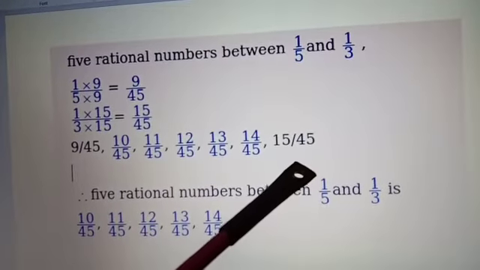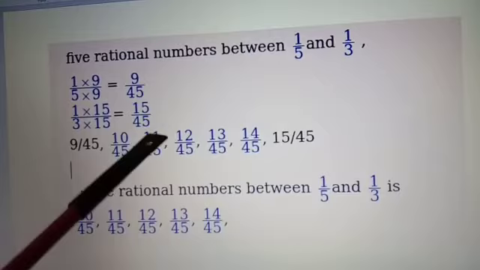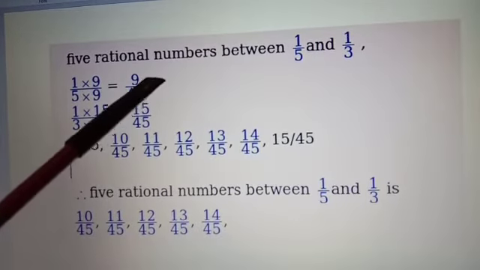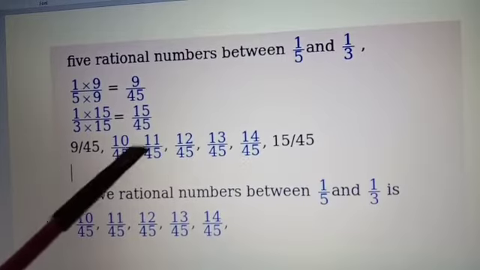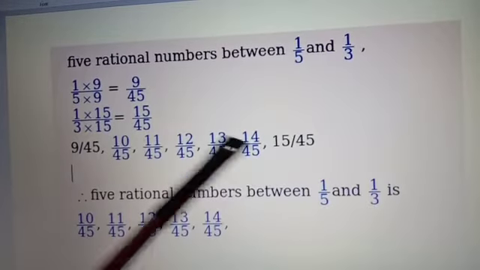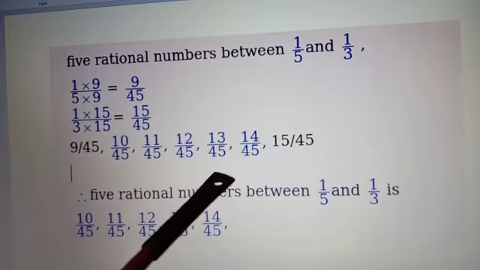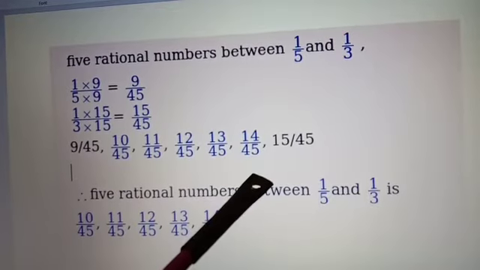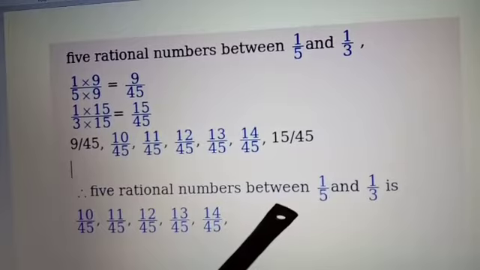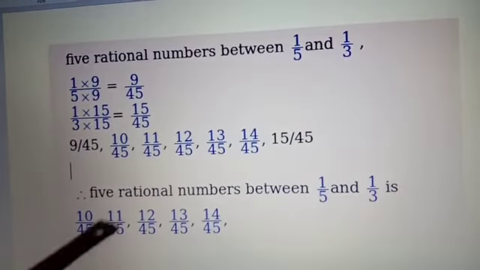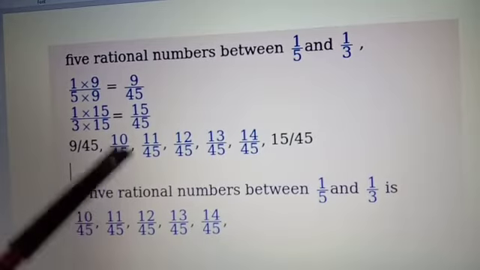I hope you understood how to find them. I have brought the denominator as same. Then I have checked the numerator. Here I can insert 5 rational numbers between 9 and 15: 10 by 45, 11 by 45, 12 by 45, 13 by 45, 14 by 45. So these are the required 5 rational numbers between 1 by 5 and 1 by 3. I hope you understood this.